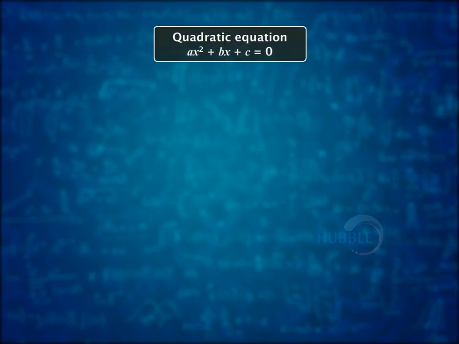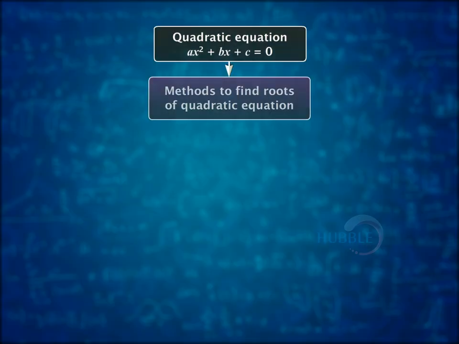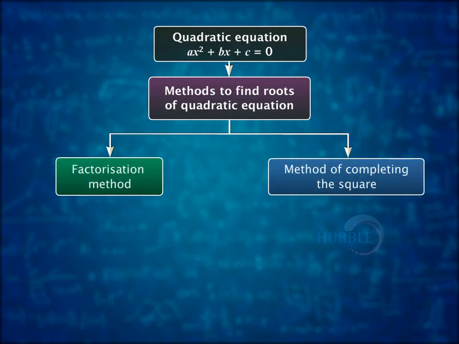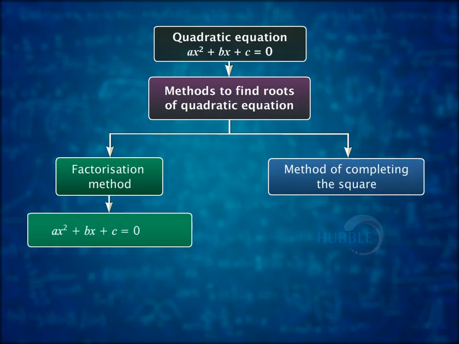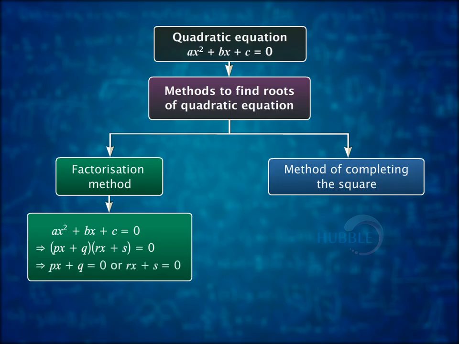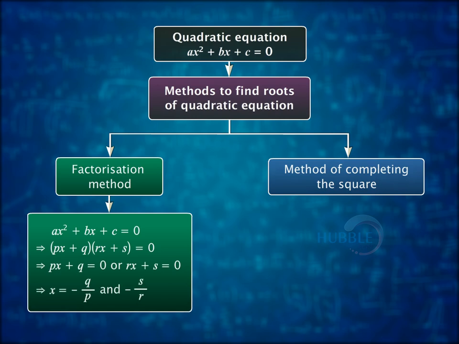You know what a quadratic equation is, and you are also familiar with the two methods used to find its solution or roots, the factorization method and the method of completing the square. In the factorization method, the middle term of the quadratic equation is split into two linear factors. Further, on equating the two factors to zero, the roots of the quadratic equation are obtained.